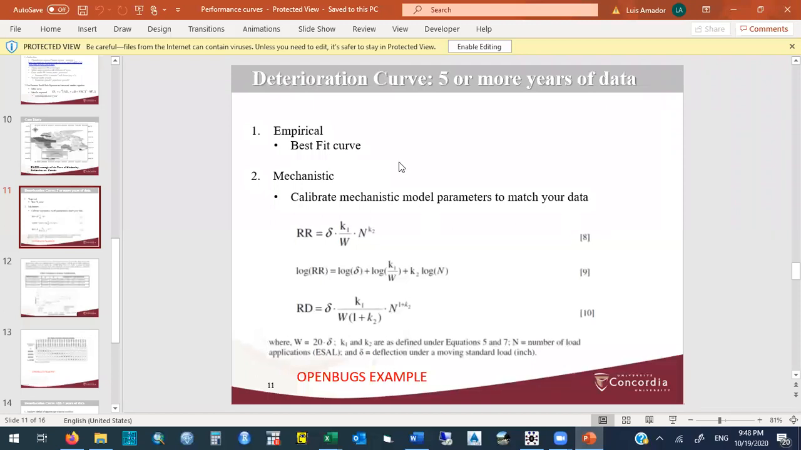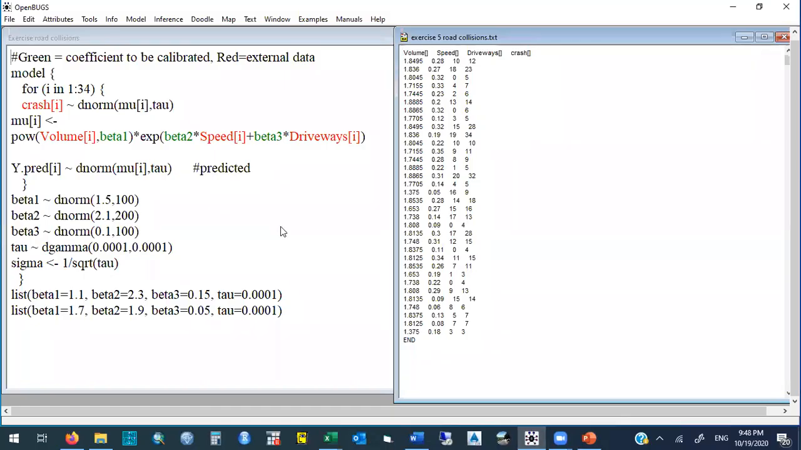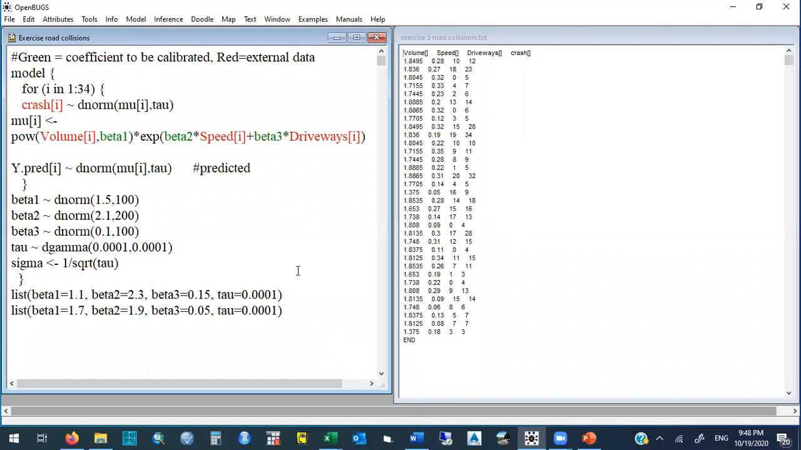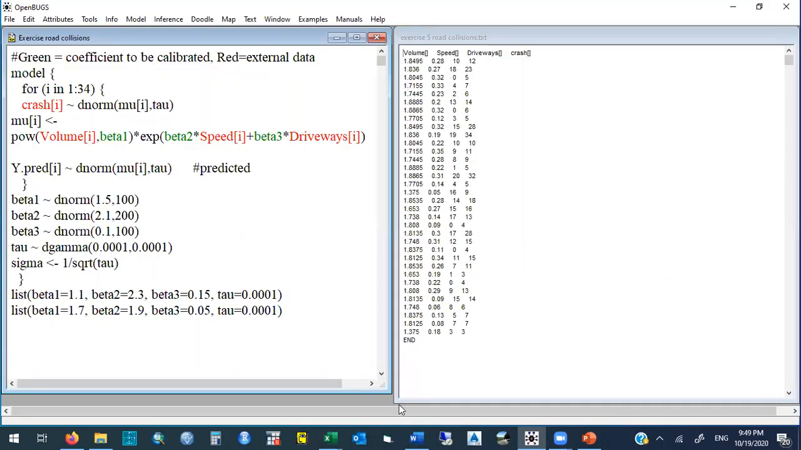There is an example out there on Moodle, and it's looking into how you develop a mechanistic curve. But in this case, how do you calibrate your local data? This is a rather difficult example, the one I have in the lecture. So instead of that, I'm going to start with something a little simpler. I'm going to open something very simple here, and we're going to learn our way. So imagine you are calibrating this model. The model is going to have, and I'm just going to open here, maybe a Word document.